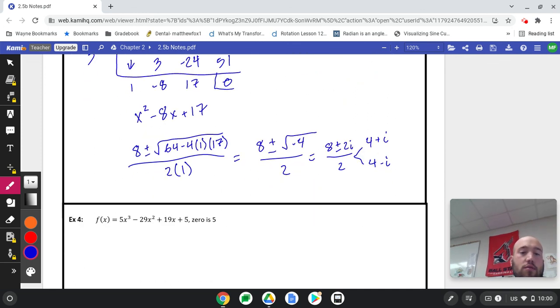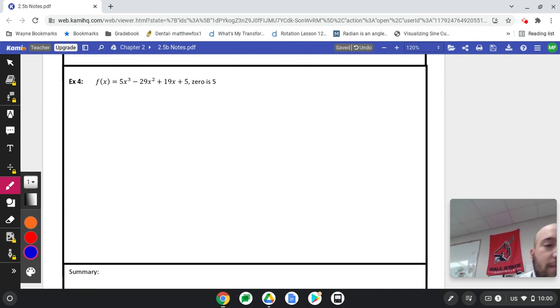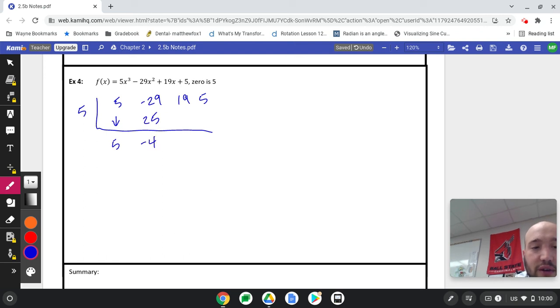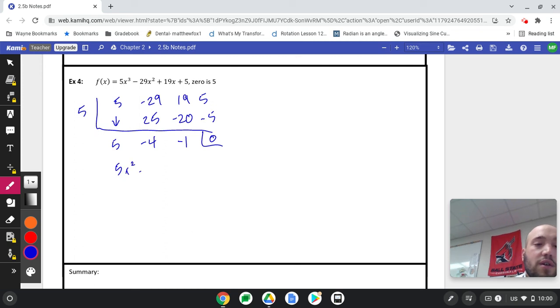All right, almost done. One final problem here. So the zero is 5. We'll put 5, negative 29, 19, and 5. We'll drop the 5 down. 5 times 5 is 25. Add down, we get negative 4. Multiply, negative 20. Add down, negative 1. Multiply, negative 5. So this is 5x squared minus 4x minus 1.